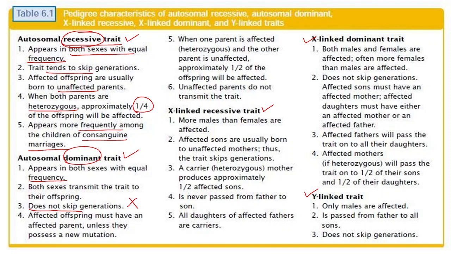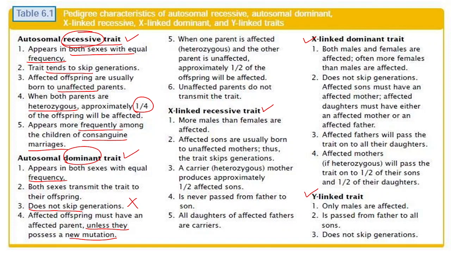Next point, affected offsprings must have at least one affected parent. If any individual is affected by any genetic character, then at least one of their parents should be affected, unless a new mutation is occurring. Unless they possess a new mutation, they should have one affected parent.